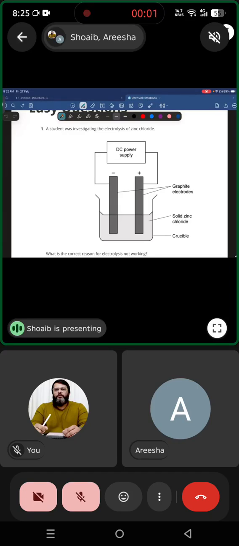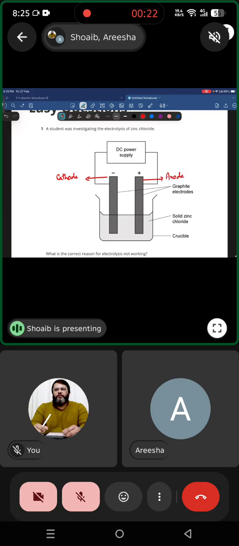So the topic which we're going to do is the topical past paper of electrolysis. In electrolysis, you have already studied that there are two terminals. One is known as a cathode. This one is a cathode here, and the other one is an anode. This one is an anode.